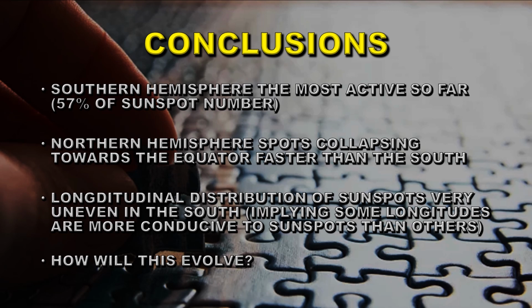The southern hemisphere is the most active so far. We established that earlier, and it's had 57% of the sunspot numbers that have been registered so far during solar cycle 25. The northern hemisphere spots are collapsing towards the equator faster than the south. The longitudinal distribution of sunspots is very uneven in the south, implying that some longitudes are more conducive to producing sunspots than others. The real question we have remaining is, over the rest of the cycle, how will this evolve?